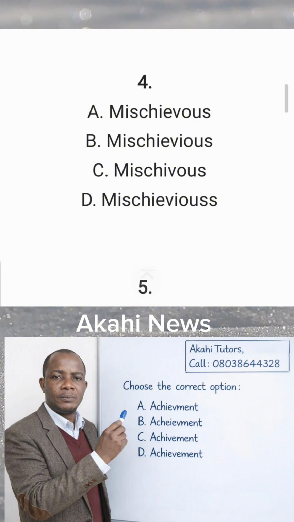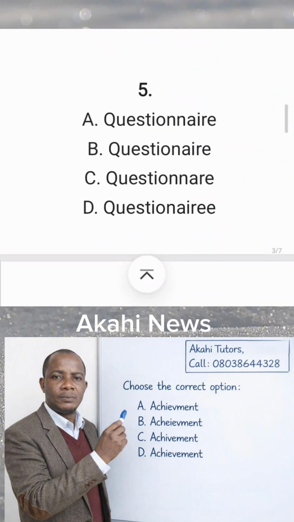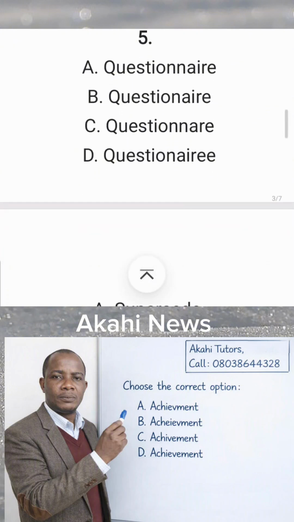We are given the word mischievous. Take note, mischievous does not have the letter I after V. So this option B is wrong. Of course, C is also wrong. This is totally wrong. It does not have double C. So A is correct, mischievous. Take note of that. In case you are writing UI Post-UTME where a test of spelling will be given, take into cognizance the following words.